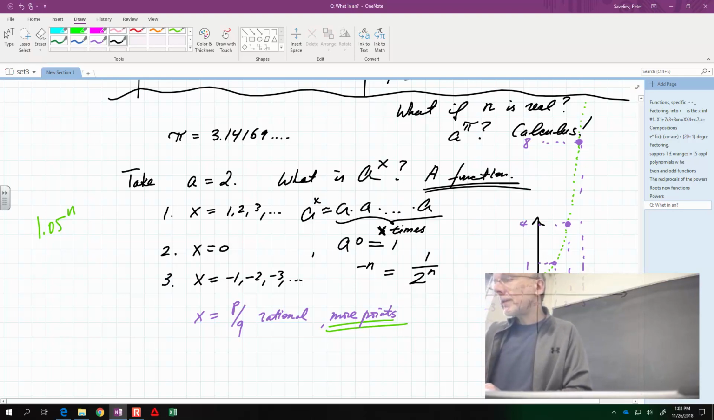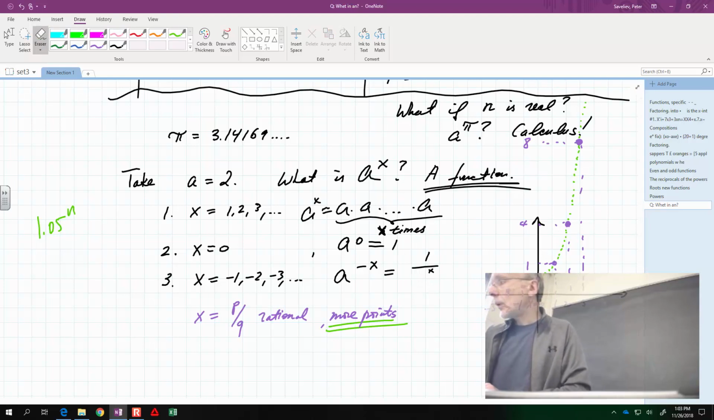The third convention: what if x is negative? Then we simply divide by that power. So negative power means division by that power.